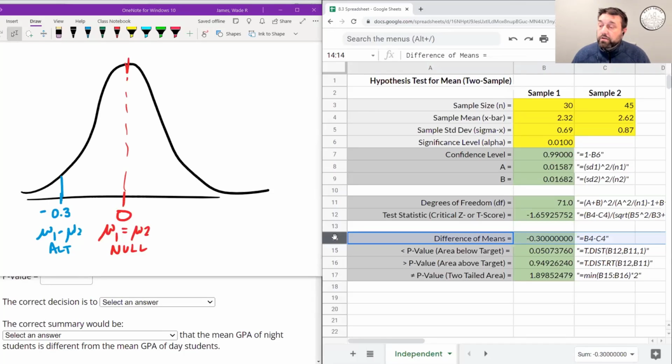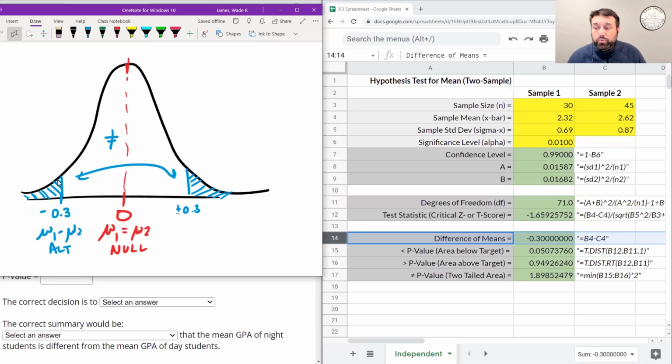That's our target. And now we are looking for the area to the left of this target and the corresponding symmetrical area to the right of this target, which actually would be positive 0.3. And why are we looking at the two areas? Because this is a not equal to situation. So it's a two-tailed situation. We've got to look at both of them. If it was just less than, we would be looking at this area. If it was just greater than, we'd be looking at just this area.